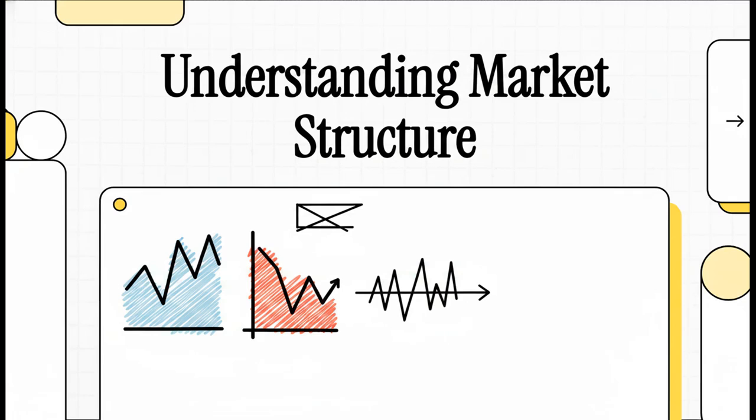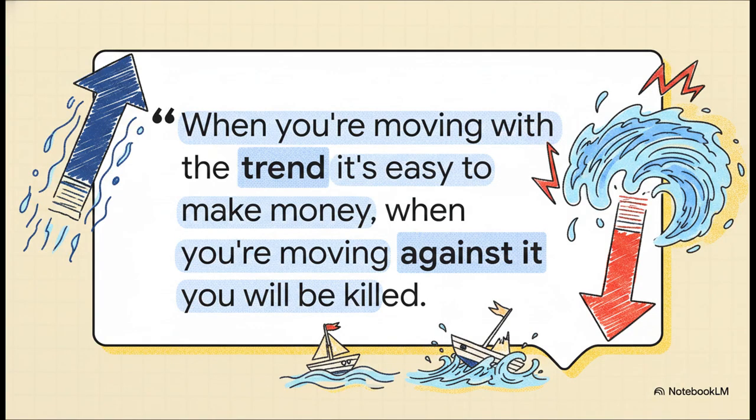Have you ever stared at a price chart and just seen a chaotic mess of lines going up and down? Well, you're not alone. Today, we're going to pull back the curtain and decode what's called market structure. It's really the language of the charts, and once you get it, everything starts to make a whole lot more sense. Let's dive in. This quote pretty much says it all, doesn't it?